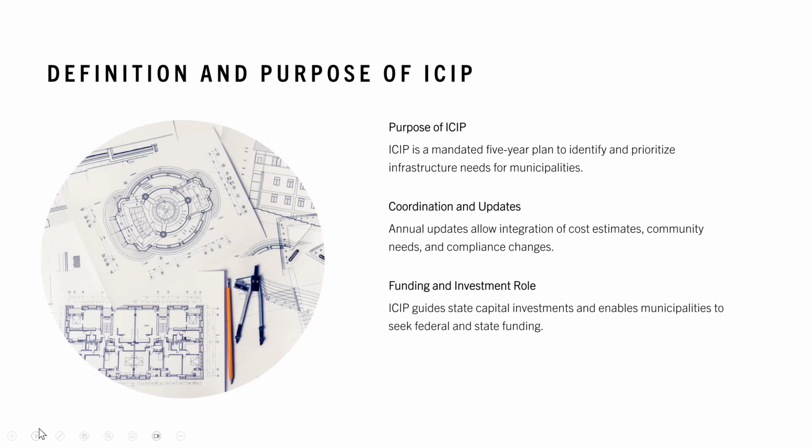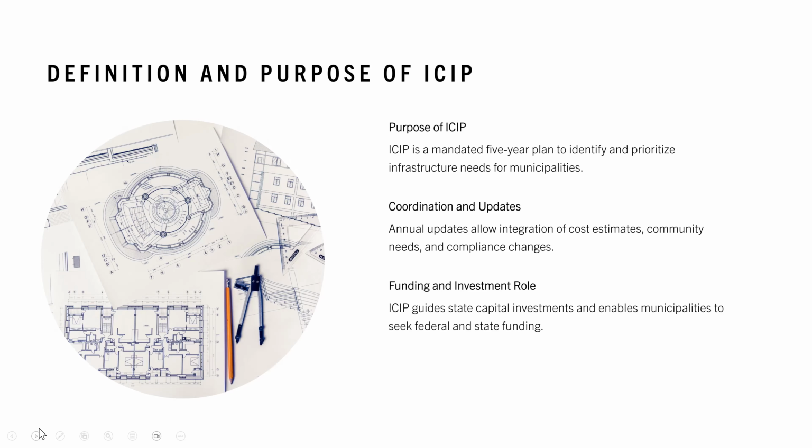Let this come up. So please take a look at the definition and purpose of the Infrastructure Capital Improvement Plan. You could substitute that P for program if you wanted to, because it's an enduring thing. You see the purpose on the first line to the top right. We have to do it. We're required. It's a 5-year plan to identify and prioritize infrastructure needs for municipalities. We're going to continue to do this because that's just the way it goes. It's a law in New Mexico.